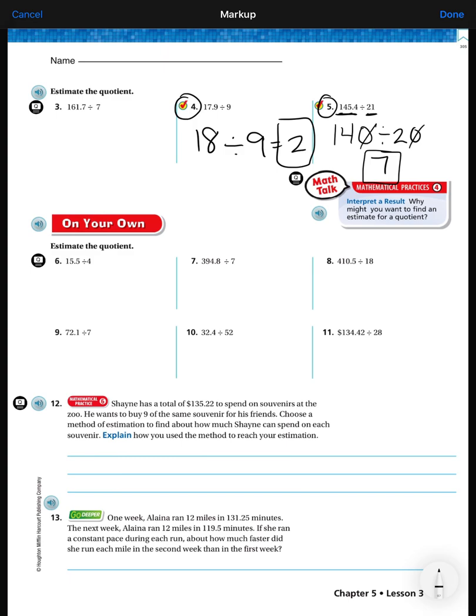Let's look at number 6. 15.5 divided by 4. A good compatible number for 4 would be 16, and 15.5 is close to 16. So if we do 16 divided by 4, we can use these two compatible numbers because we already know that 4 can fit into 16 4 times. So a good estimate is 4.